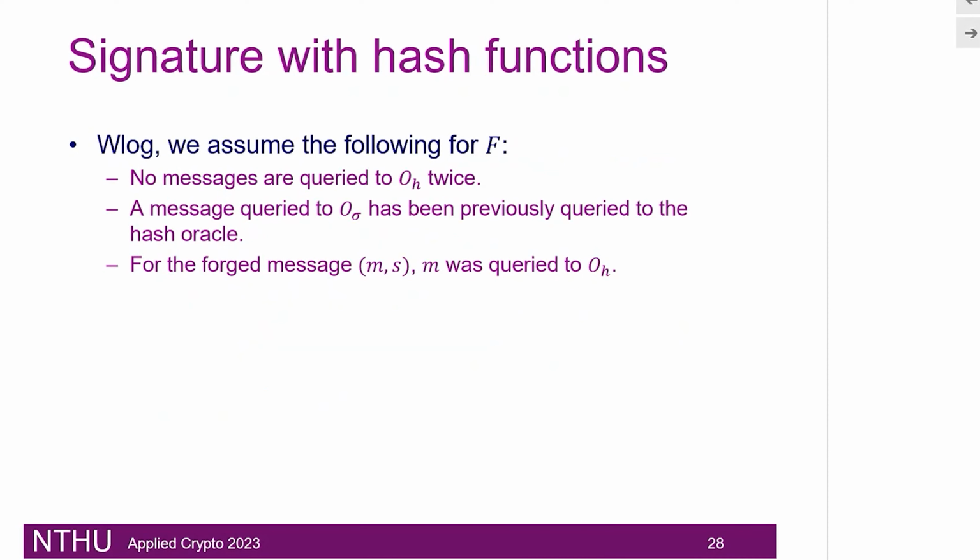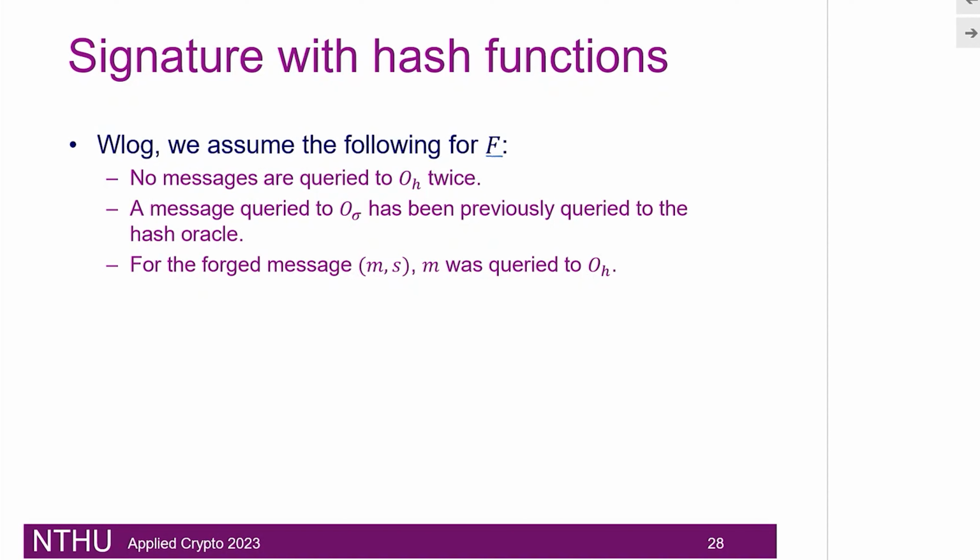There are some rules in the game. We always have to have some small assumptions, which is fine. So without loss of generality, we assume that our forger F would never query some messages twice to the hash function oracle. Even though he does, I think it's fine for this construction because we have a lookup table and we are able to just return what he has queried before. But we are just saying without loss of generality.